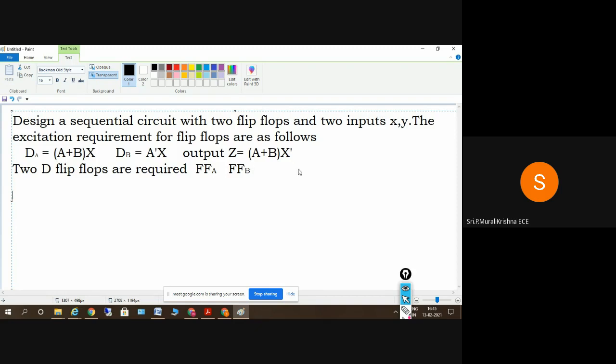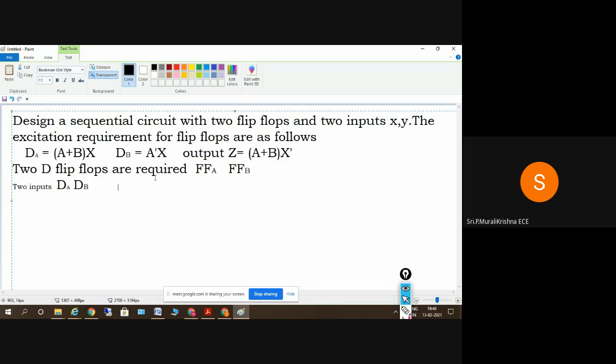Okay, and two inputs to the two flip flops. So what are the two inputs here? DA and DB. These are the two inputs to the two flip flops. And outputs, what I can write as A and B here. The outputs of these flip flops are nothing but A of t plus 1 and B of t plus 1. So that will be the next state.